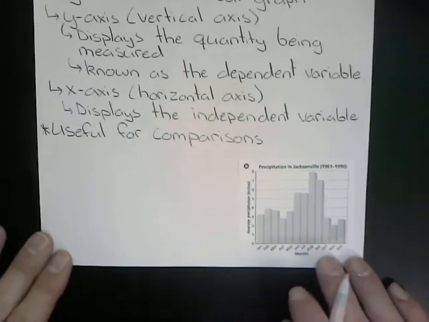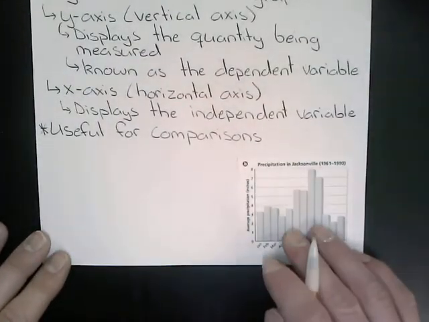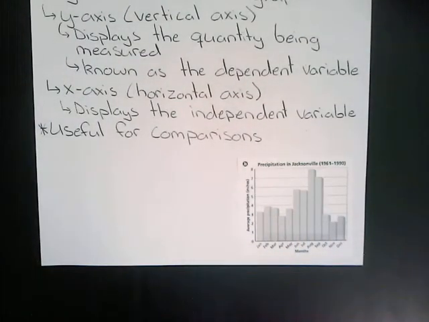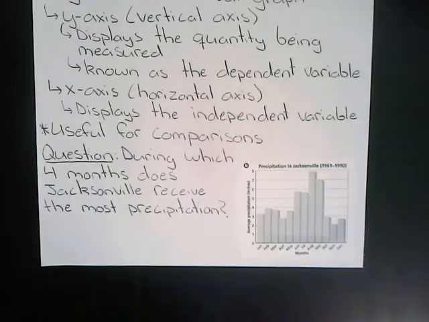Now using this graph here, I want to ask you this question, and the question is this: during which 4 months does Jacksonville receive about half of its annual precipitation? Another way of stating this question is during which 4 months does Jacksonville receive the most precipitation?